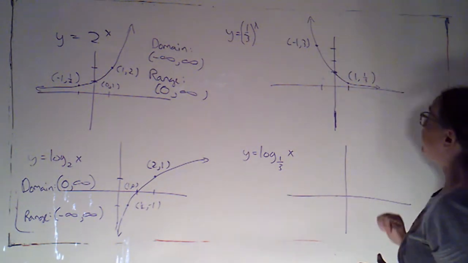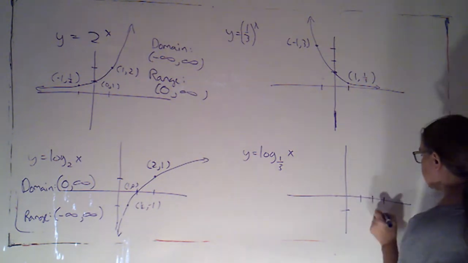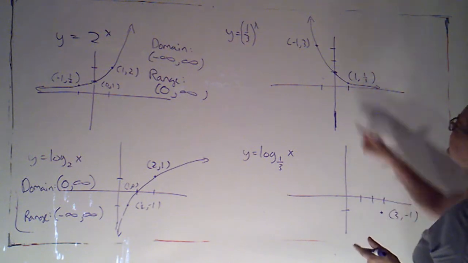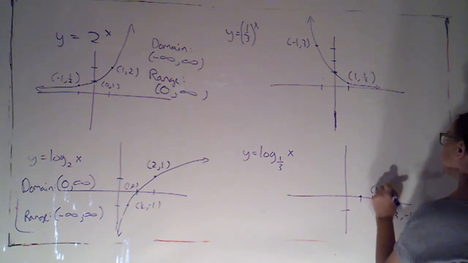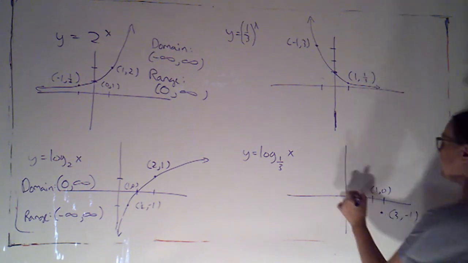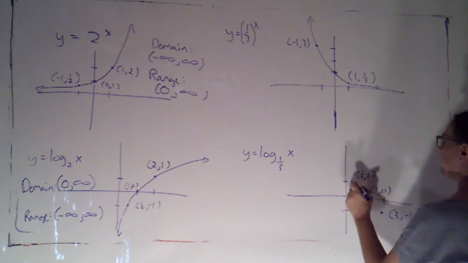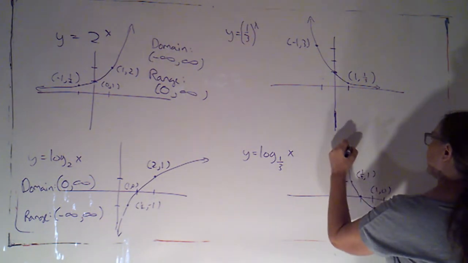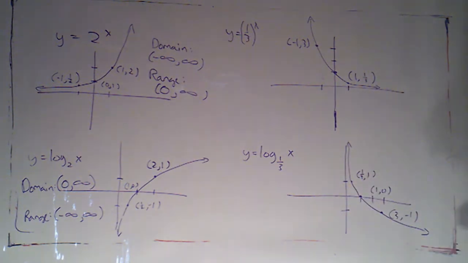All right, if we look at this one, again, I'm going to just plot the 3 points first. (-1, 3) is going to become (3, -1), or it's going to correspond to that. (0, 1) is going to become (1, 0). (1, 1/3) is going to become (1/3, 1). And so we get a shape that looks something like this.